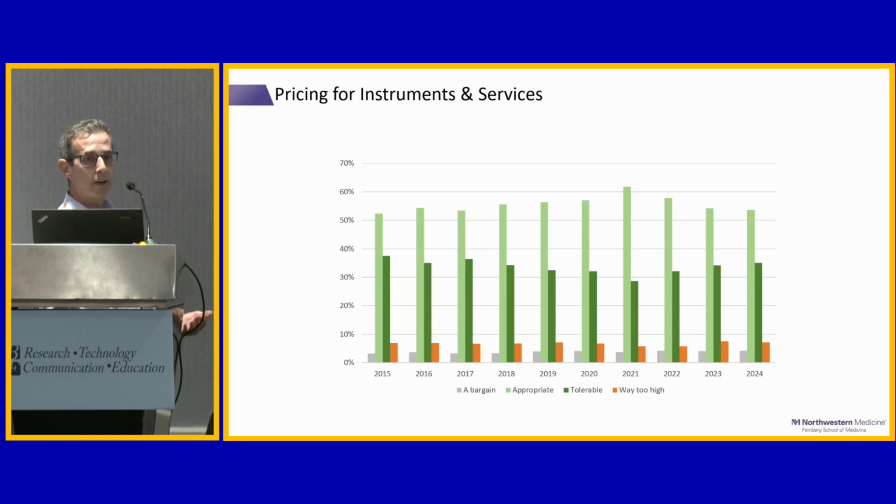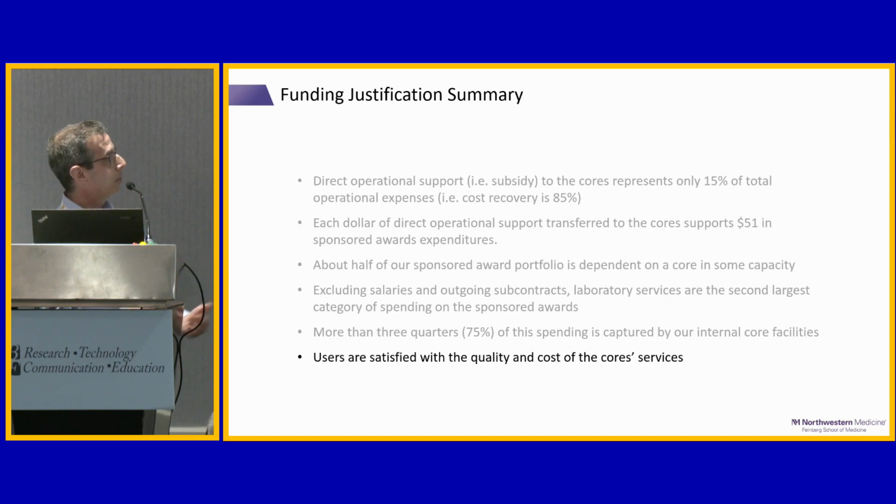And so people are relatively satisfied with the cost of using our core facilities, and that's important. So I would add to our funding justification summary that, in addition to quantitatively this being a good return on investment for the institution, users are satisfied with the quality and the cost of the core services. They're using them because they want to and because it's meeting their needs.